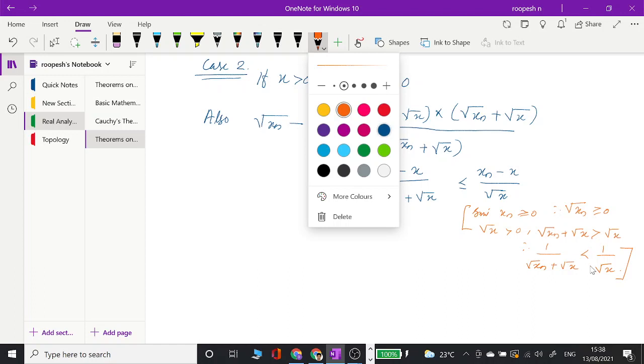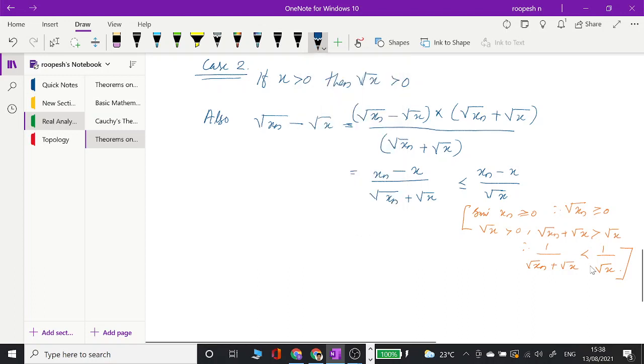So what should we do next? Now we should consider the modulus of this value. Therefore, modulus of square root of xn minus square root of x is less than or equal to 1 by square root of x into modulus of xn minus x. So call this your equation A.